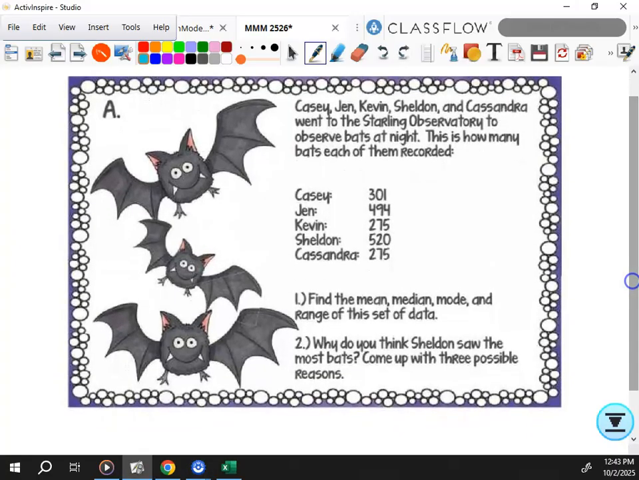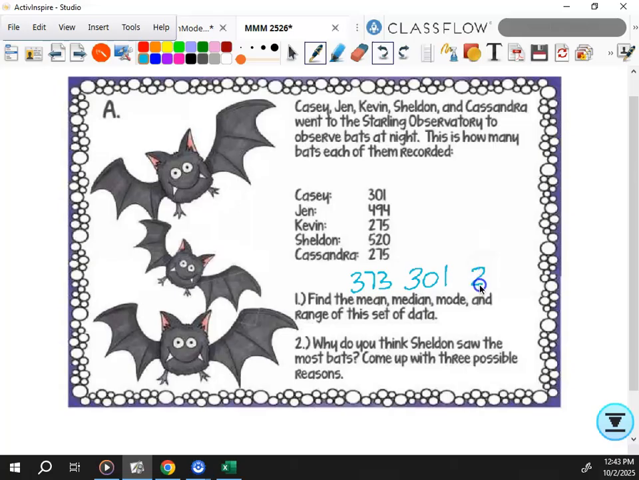All right, so what did we get for the mean? Who had this one? 373. Okay, what do we get for the median? 301. Okay. Mode? 275, sorry. And the range? 245. Okay.